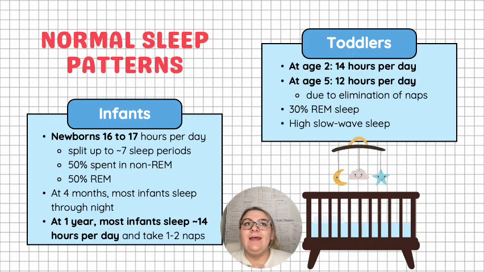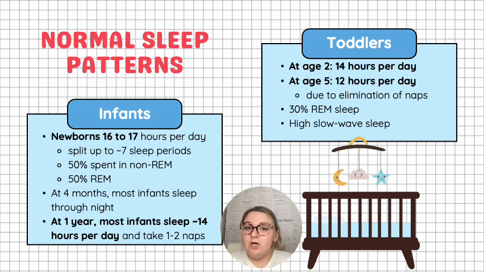Now, depending on age and life stage, there are different types of sleep patterns for the age of life you're in. Starting at youngest, infants and newborns do require about 16 to 17 hours per day. Now, this isn't just all at once. It's split up into about 7 sleep periods, where 50% is REM sleep and 50% is non-REM sleep. At 4 months old, hopefully, most infants sleep through the night, and at about 1 year, most infants will sleep around 14 hours a day, and they'll take 1 to 2 naps.